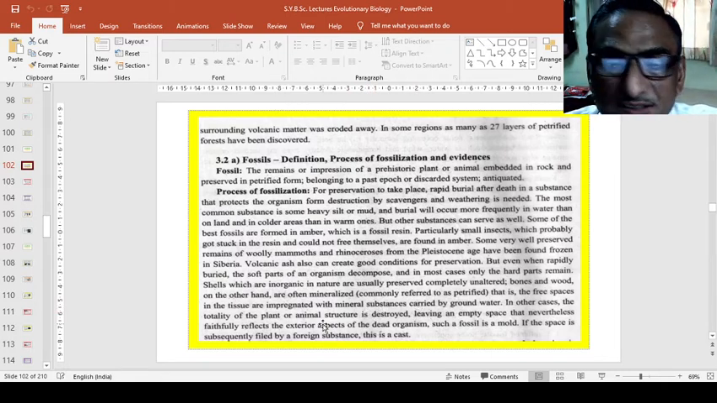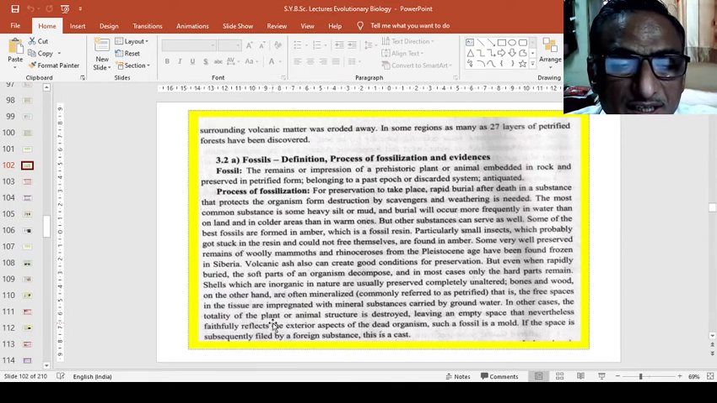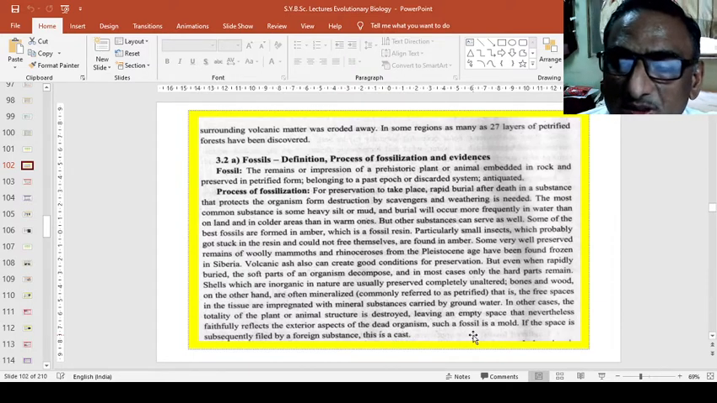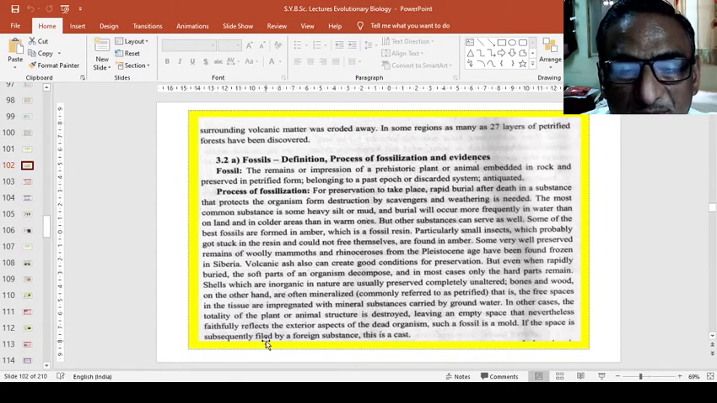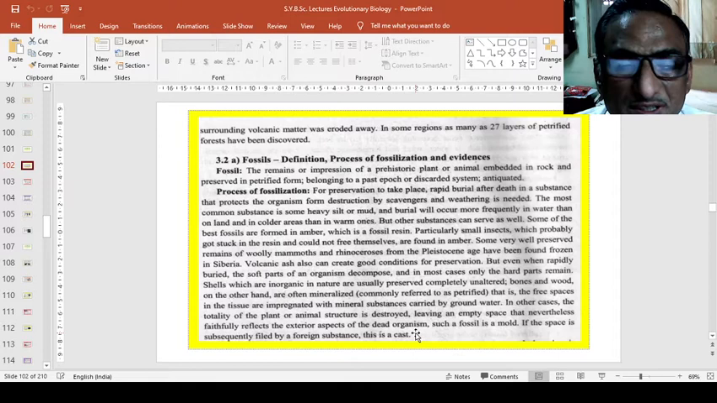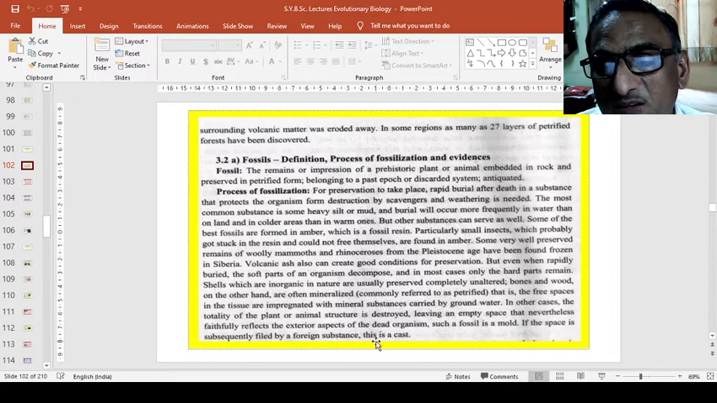In other cases, the totality of the plant or animal structure is destroyed, leaving an empty space that nevertheless faithfully reflects the exterior aspects of the dead organism, and such a fossil is a mold. If the space is subsequently filled by a foreign substance, then it is a cast. Means if the space is not filled by material, we can call it a mold. And if the space is subsequently filled by a foreign substance, then it is called a cast. Means we can call it a solid fossil.